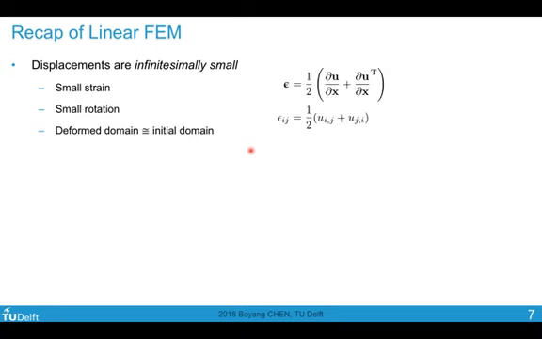With this assumption, we can use the linear strain tensor, which means that now the strain is a linear function of the displacement vector u. And in this notation, this can be written in such a form.